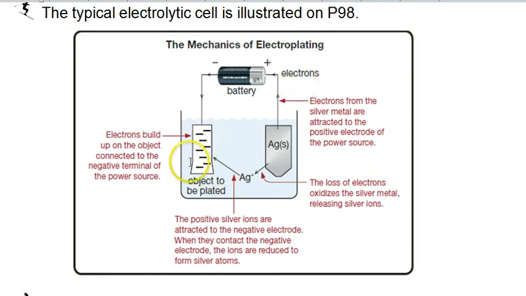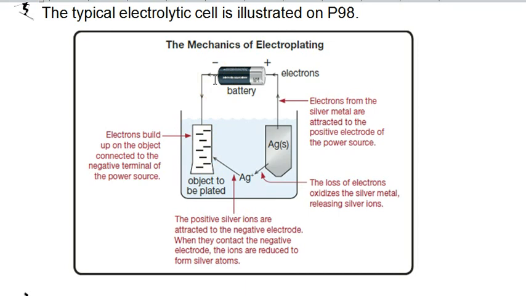Your object to be plated is your cathode, and this is real key. So we're going to be looking for this. It must be connected to the negative terminal on your power source. The cathode is always connected to the negative terminal on your power source, and your anode is always connected to the positive terminal. So notice, in this case, I'm silver plating an object, so the silver metal is connected to the positive terminal on my DC power source, and the object that's being plated is connected to the negative terminal on the power source.